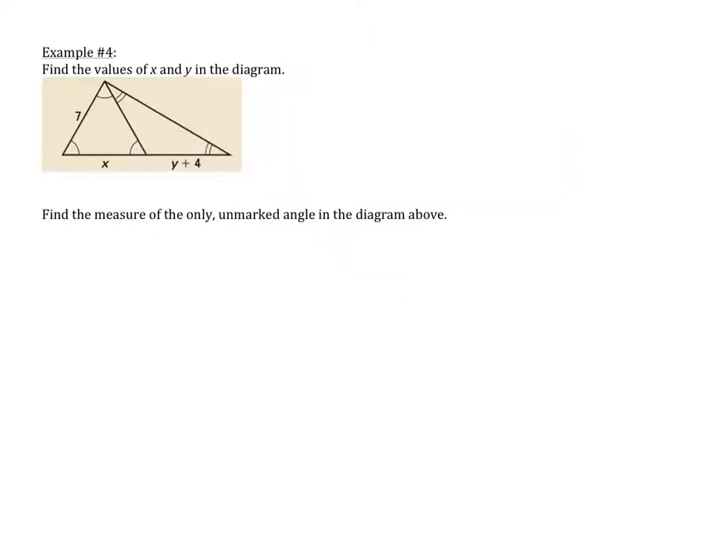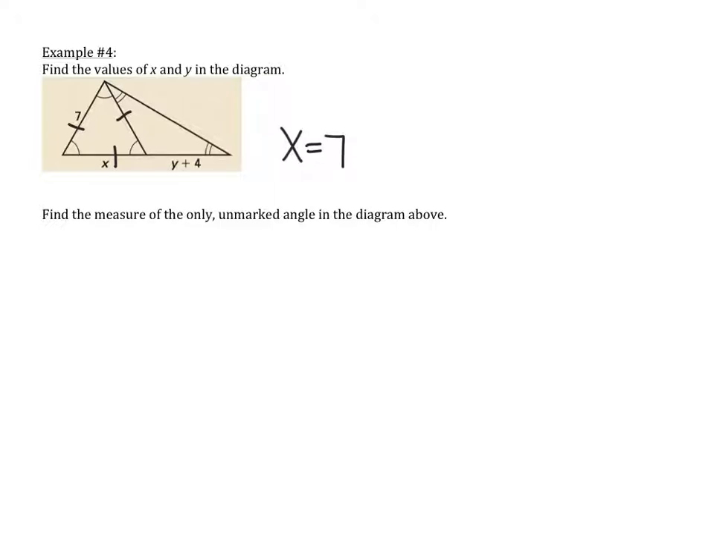Example number 4. Find the values of x and y in the diagram. If you look at the diagram to begin with, I see this triangle right here. I see that all 3 angles are the same. If all 3 angles are the same, then all 3 sides are the same. So if this side is 7, and it is congruent to this side, then x equals 7.